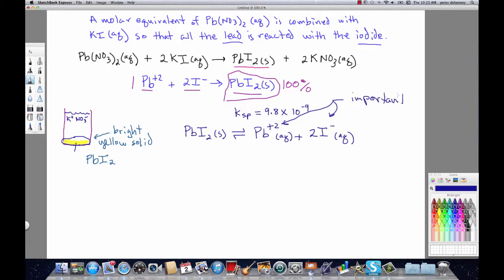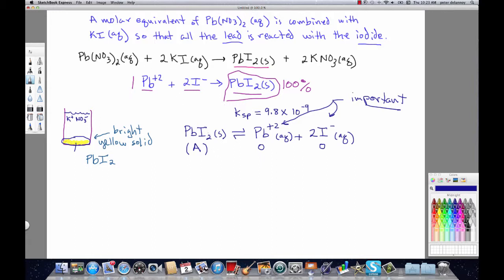Now, the concentration of the solid here doesn't matter, but to set up our ICE table I'm going to define the concentration of the solid as A, and let A act more or less as a placeholder, so maybe I'll put parentheses around this. Initially at equilibrium there's going to be 0 of this and 0 of this. So this would be the situation immediately after mixing the lead nitrate and the potassium iodide together.